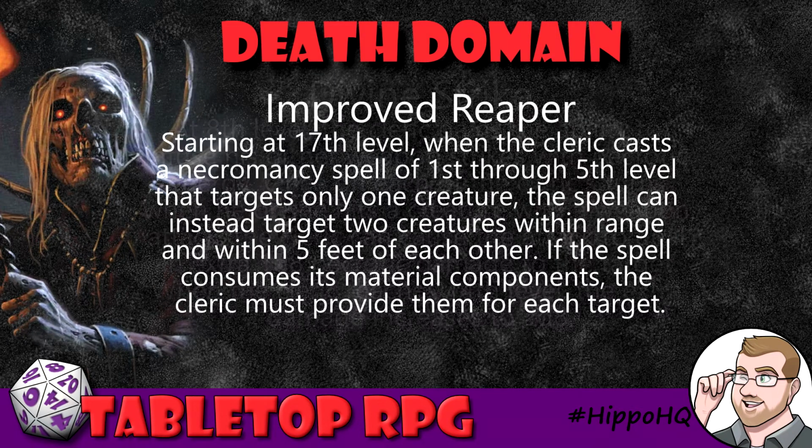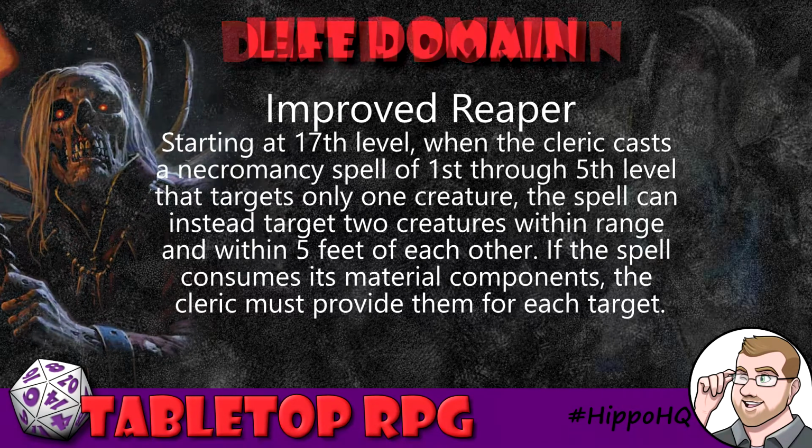And at level 17 you get Improved Reaper. Starting at 17th level, when the cleric casts a necromancy spell of 1st level through to 5th level that targets only 1 creature, the spell can instead target 2 creatures within range. This is effectively the same as your Reaper ability, but it works with spells 1 through to 5. Now we can look at the Life Domain.